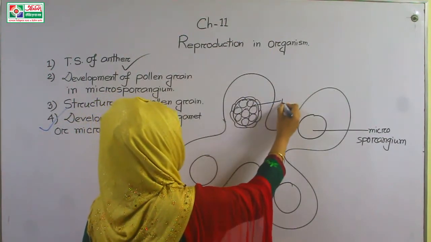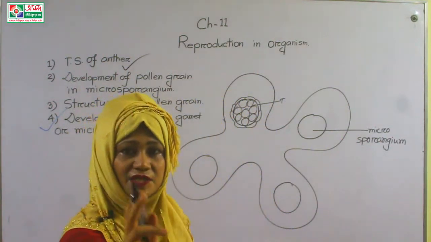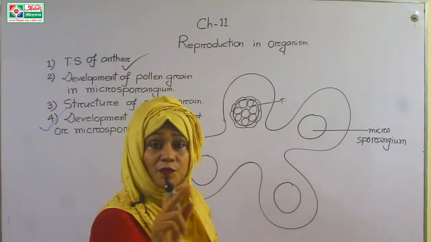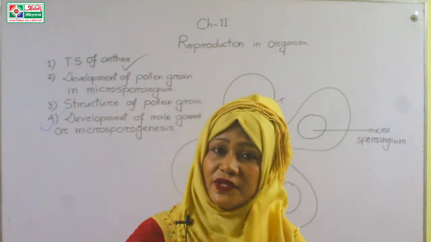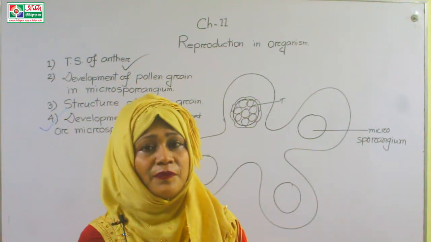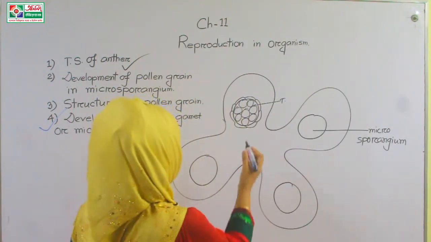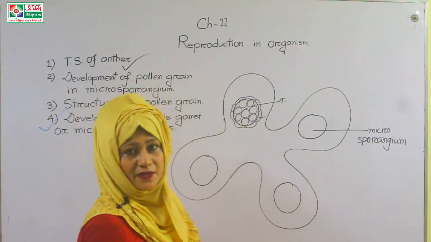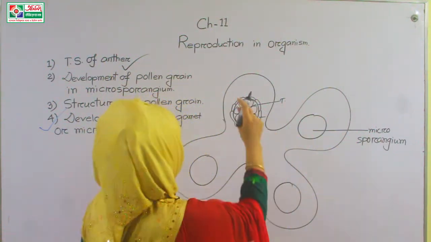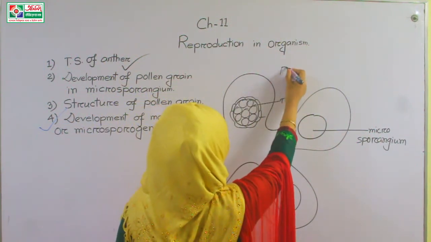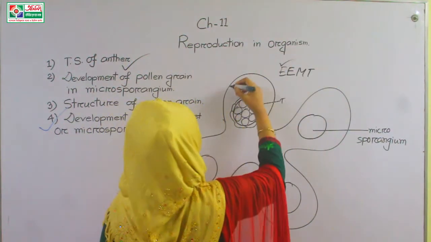What is the function of this tapetum? It provides nourishment to the developing sporogenous tissues, because these sporogenous tissues will give rise to the microspores, and after that these microspores will give rise to the pollen grains. So these tissues are very important and they get nourishment from the tapetum, and we will find 4 types of layer inside the theca. That means E, M and T. E means epidermis.